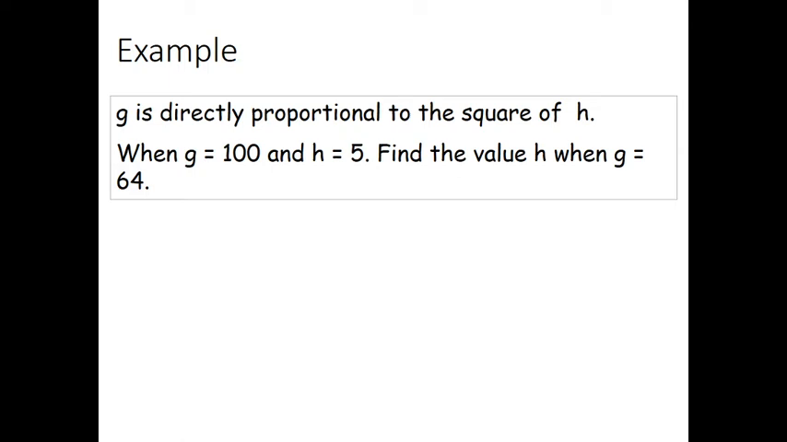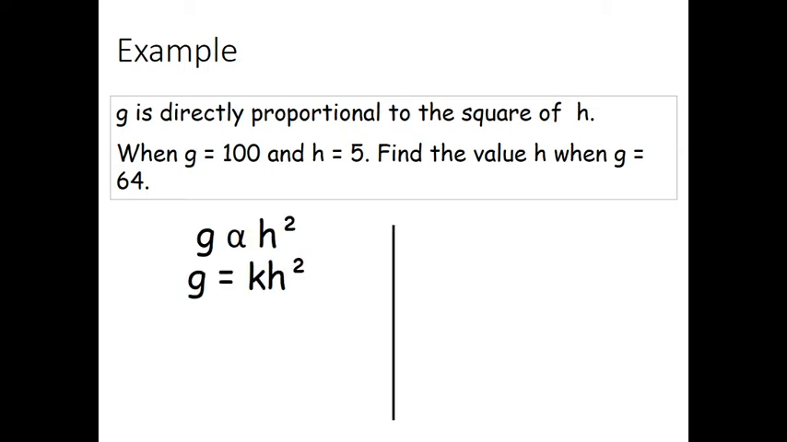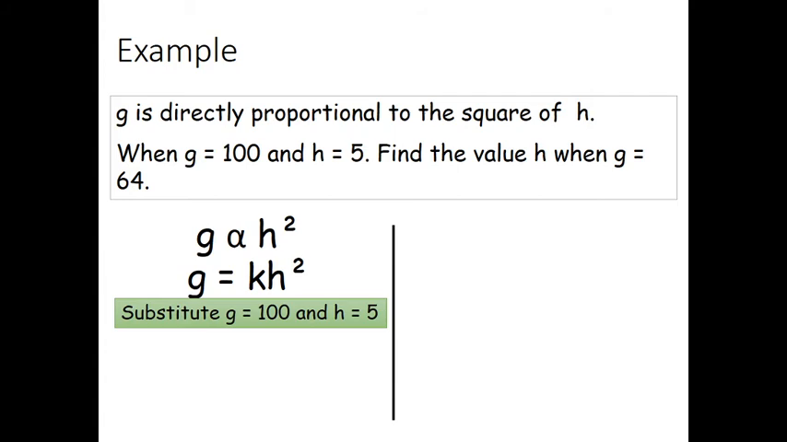So we're going to use G and H, obviously, this is what's been used in the question. So G is directly proportional to H squared. So you've just got to add square on the end of H for your formula. Substitute in the numbers you know. So you know G is 100 and you know H is 5.